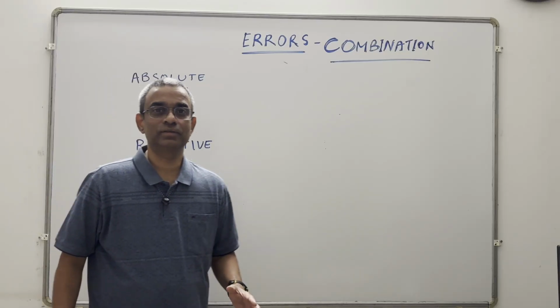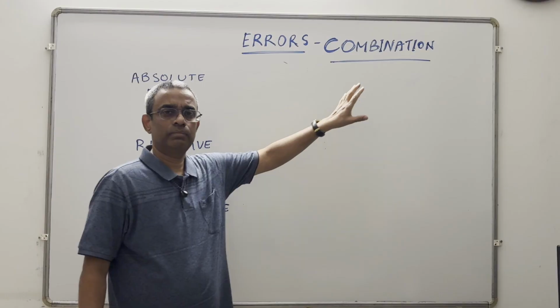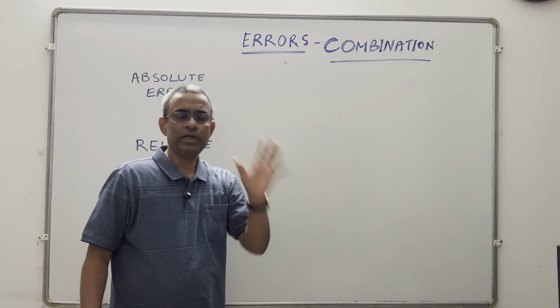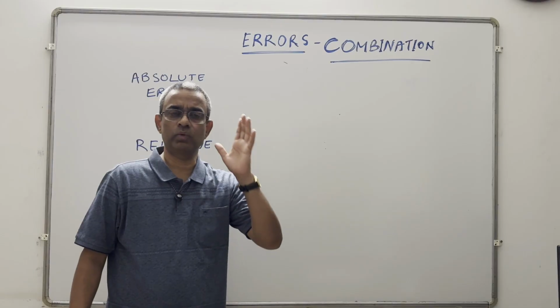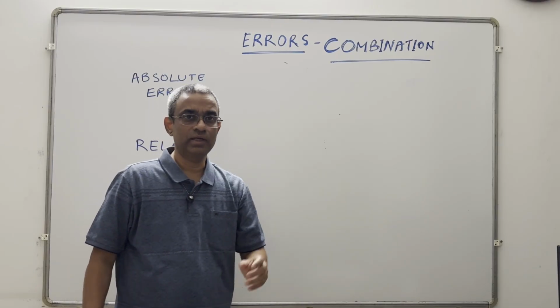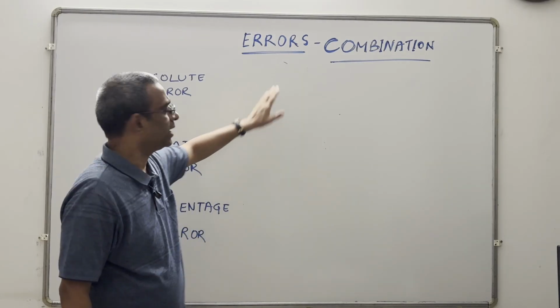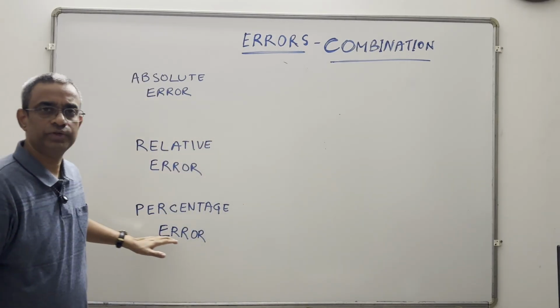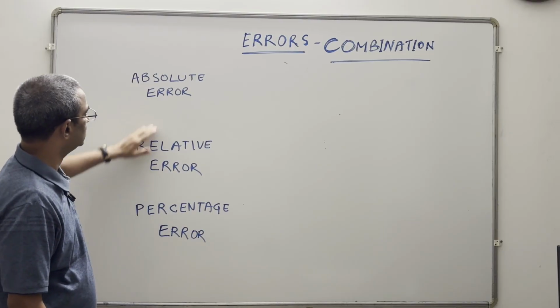Hello students, today we'll see how errors combine. But before that, whenever we make any measurement in physics, it is not possible to measure it with 100% accuracy. There is slight uncertainty. That uncertainty is called error. And there are a few terms which we need to know. What is absolute error, relative error, percentage error?